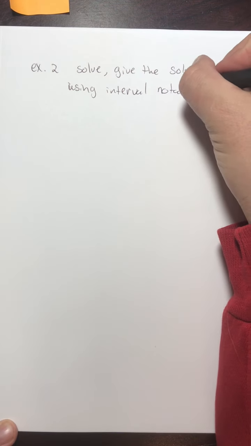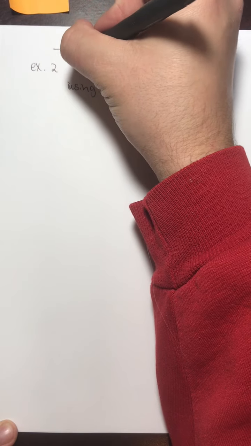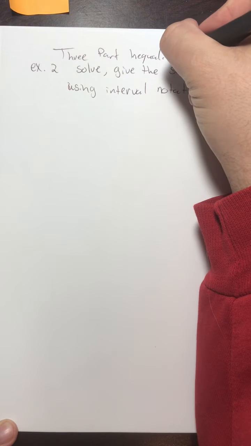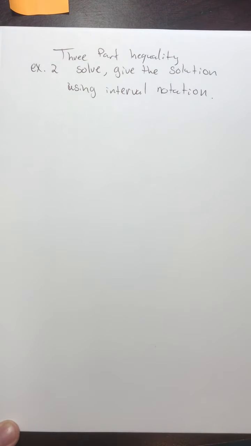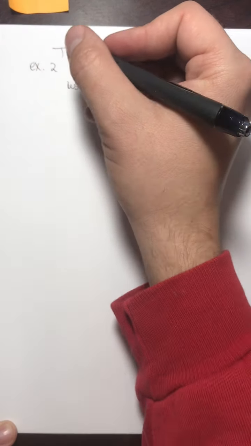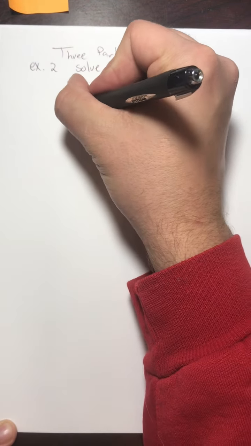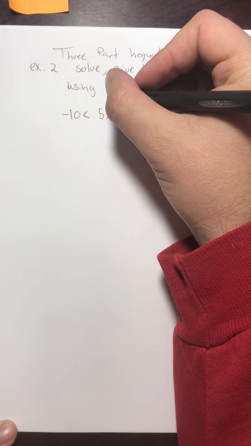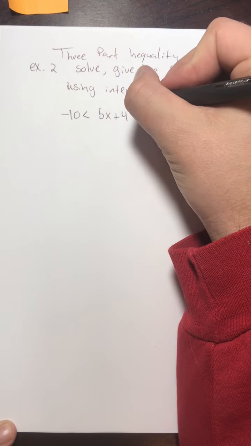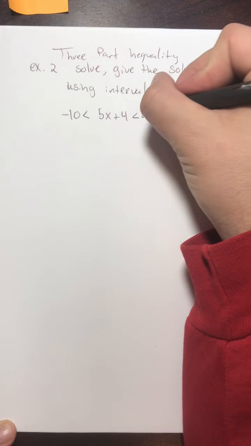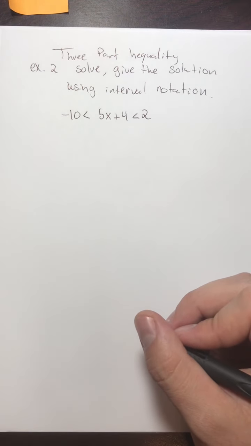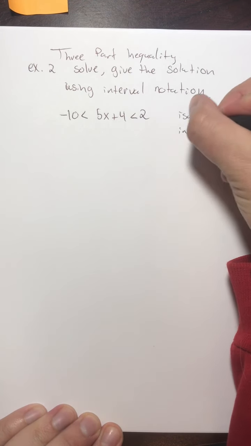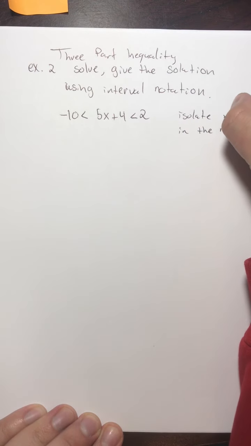Okay, this is going to be a three-part inequality. The previous example and this example we will see again in the next section when we do absolute value inequalities. We will end up solving inequalities that are quite similar to example 1 and example 2 here. Okay, so this is a three-part inequality, and the goal is to isolate x in the middle.